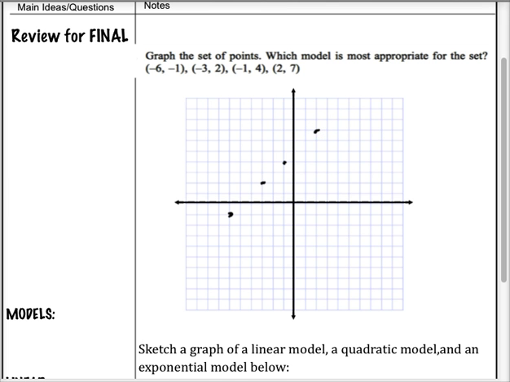So looking at the points that I just plotted, if we connect them, you can clearly see this is going to be a very straight line. So the model that is most appropriate for this data is going to be a linear model.